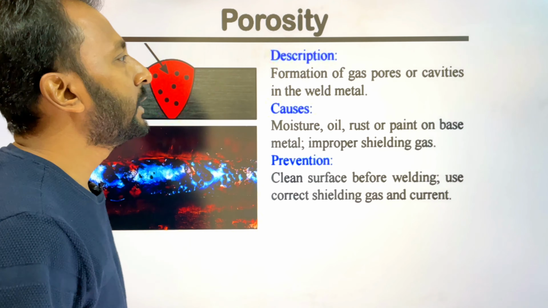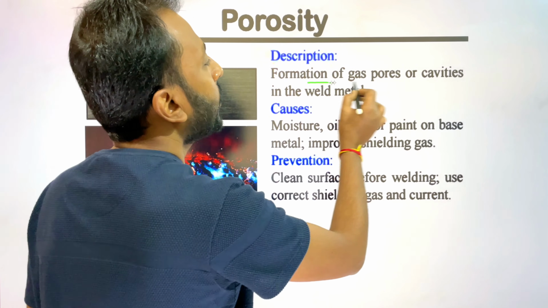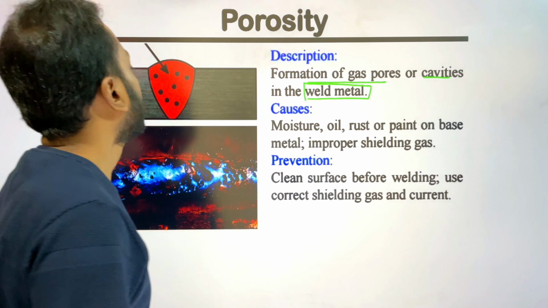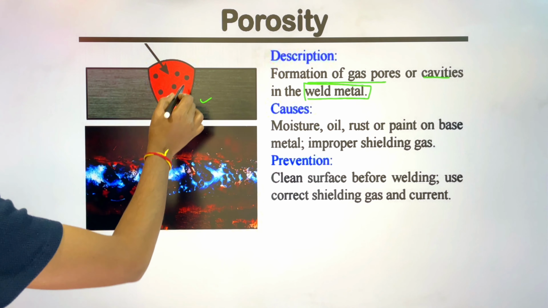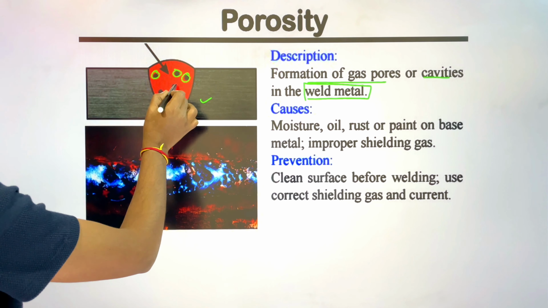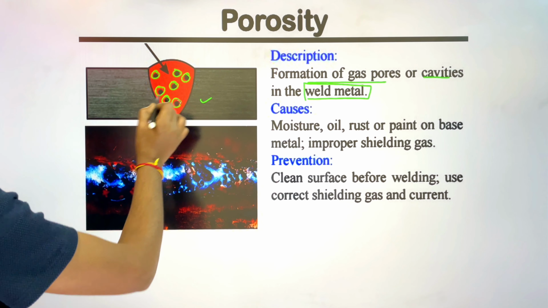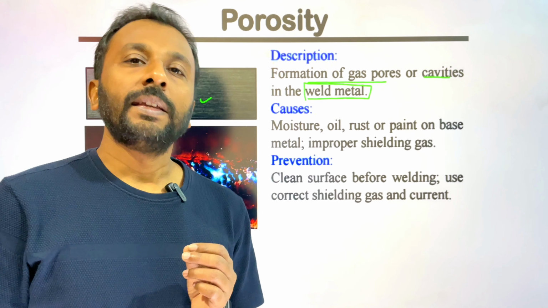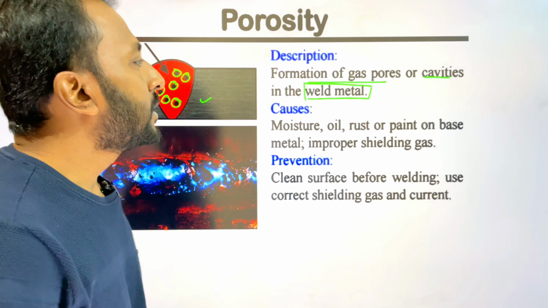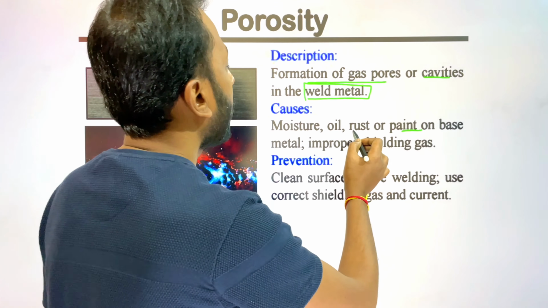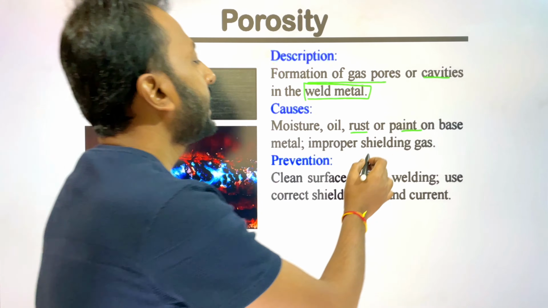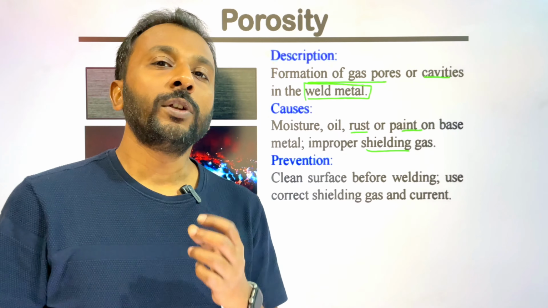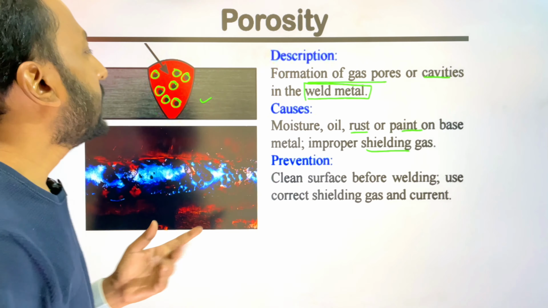Porosity is the formation of gas pores or cavities inside the weld metal. In this figure we can see these are the pores, or gas holes, formed during welding. If the weld metal is oily or contains moisture, paint or rust, or if the sealing gas is improper, or the electrode coating is improper or contains moisture, then it can happen.